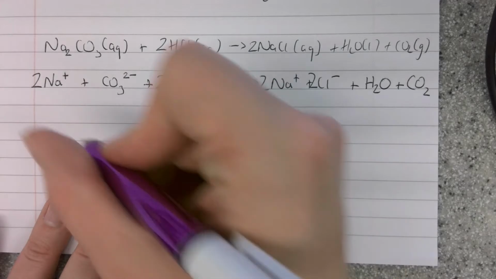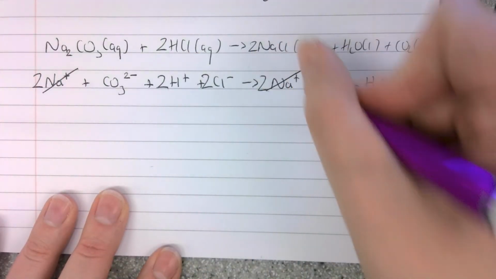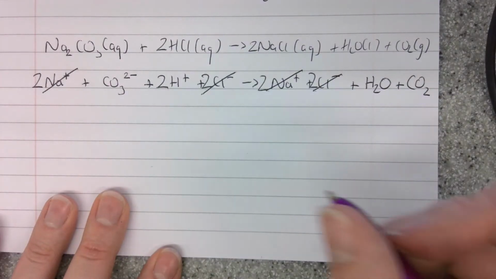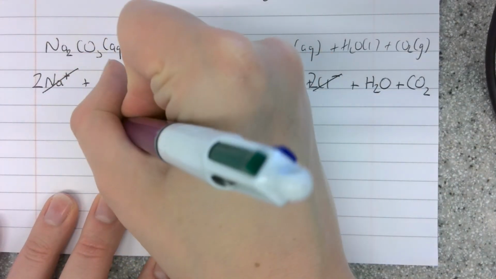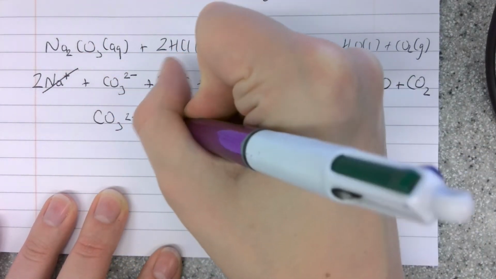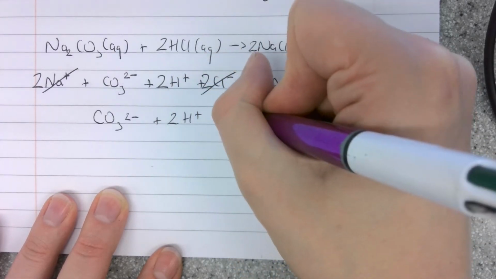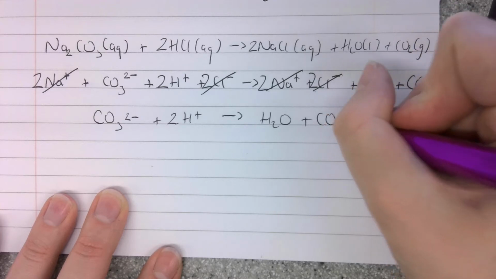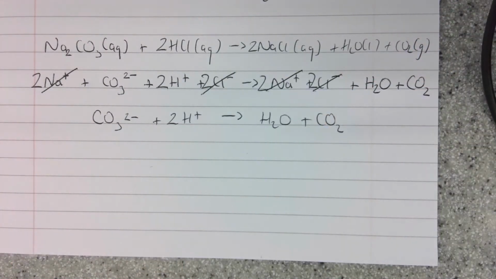And then I cancel my spectator ions. I lose the sodiums, they're exactly the same on each side. I lose the chloride ions, they're exactly the same on each side. And this is what I end up with. H2O and CO2. And that is my ionic equation.